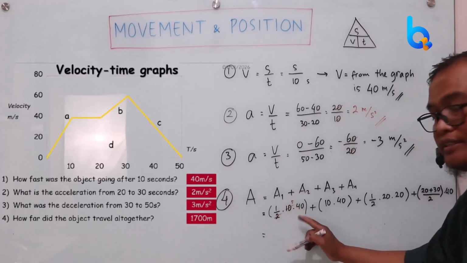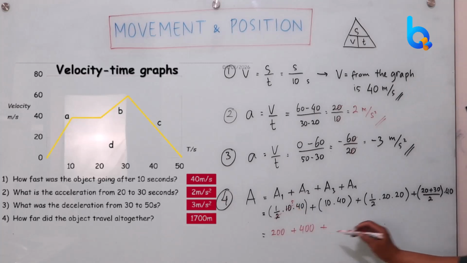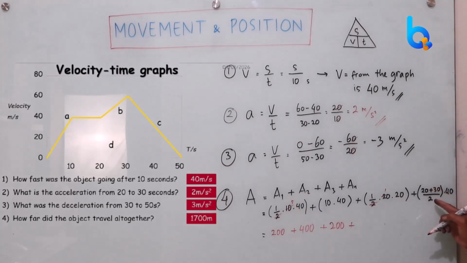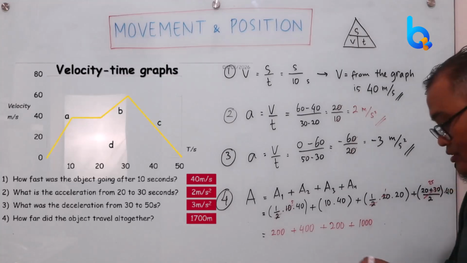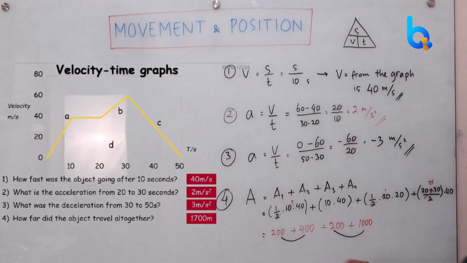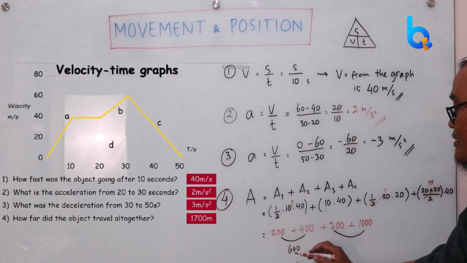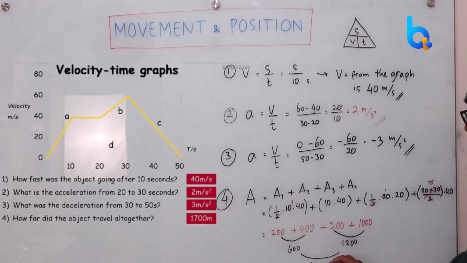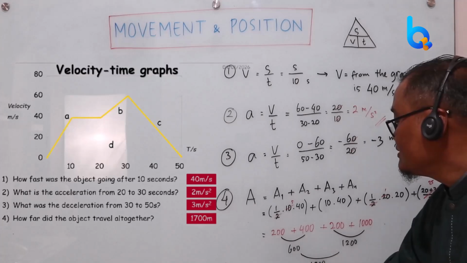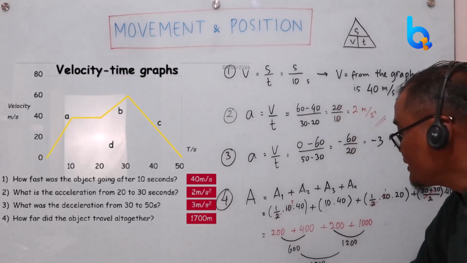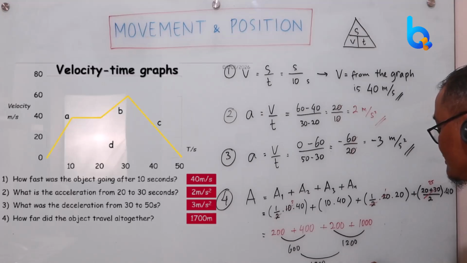So 5 times 40 equal to 100. This is 400, and then this 200, plus this one 50 divided by 2 is 25. 25 times 40 equal 1000. So calculate this one. This is easy to make a mistake. This is 60, this 100, this 1200. So equal 1800. So the distance the object travelled is 1800 meter.